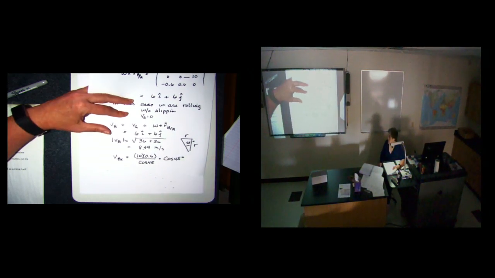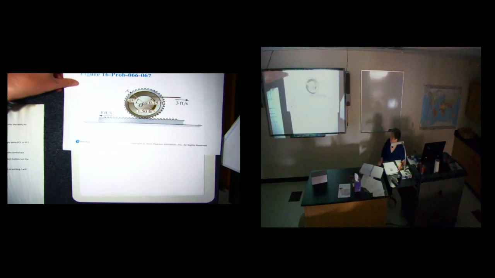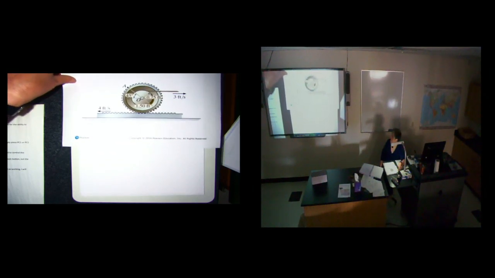So this is my VO. This is my V at B. So we're going to call this point B. We're calling this point C. And we've got V of C. V of C is 4 feet per second. V of B is 3 feet per second. And we want to find V of O.